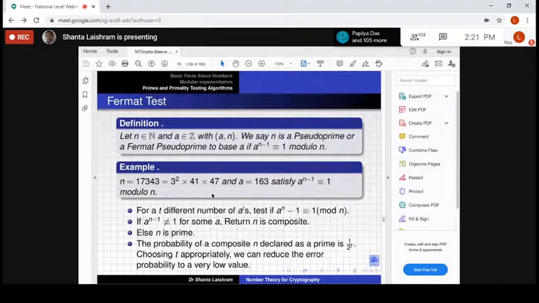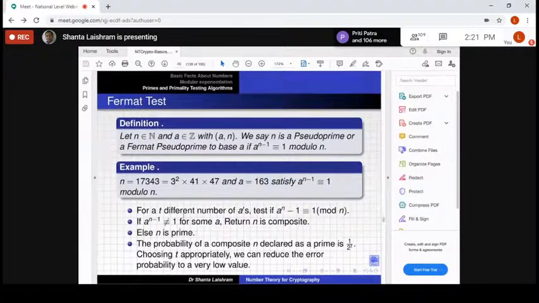So the Fermat test runs like the following. You choose some number t. You take t numbers a at random, and you test if a to the power n-1 is 1 mod n. So this is the first step: first check if a to the power n-1 is 1 mod n. If a to the power n-1 is not congruent to 1 mod n, then n is composite.